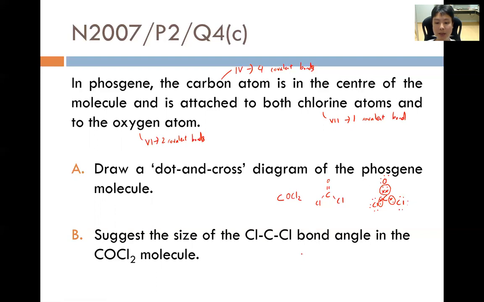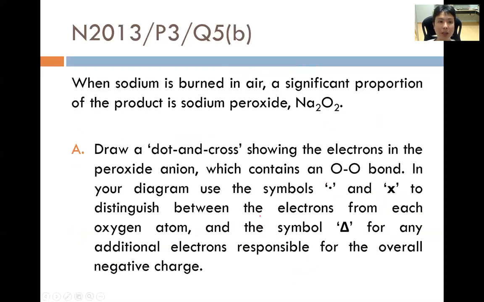So basically, it looks like this, whereby every angle of this is 120 degrees. That's how we can separate these 3 electron domains maximally. And hence, the size of this Cl-C-Cl bond angle will be 120 degrees. So this is the answer to part B of the question. The size of the Cl-C-Cl bond angle is 120 degrees. Okay, on to the last question.